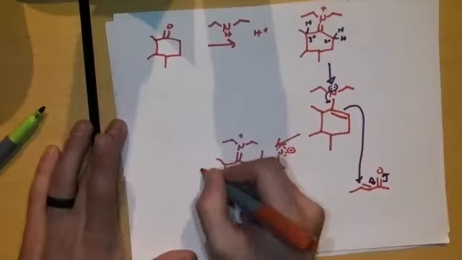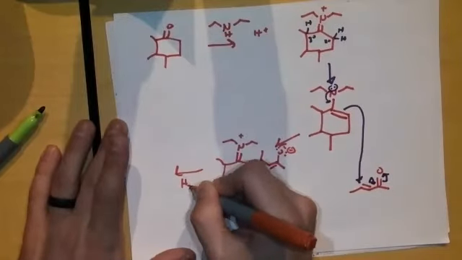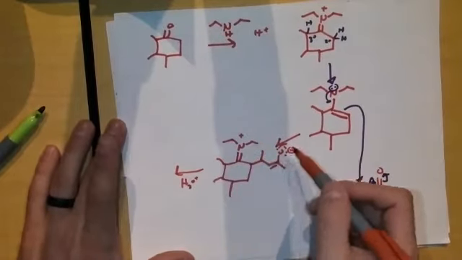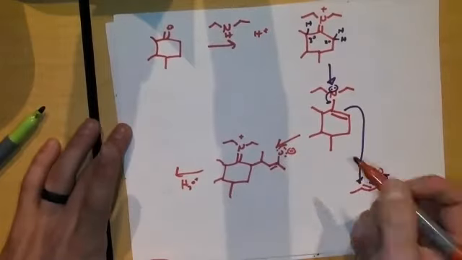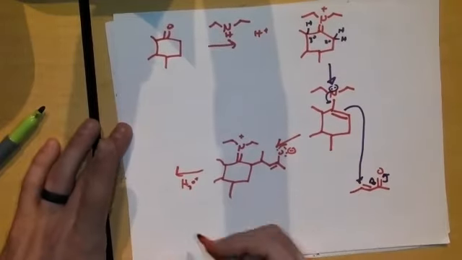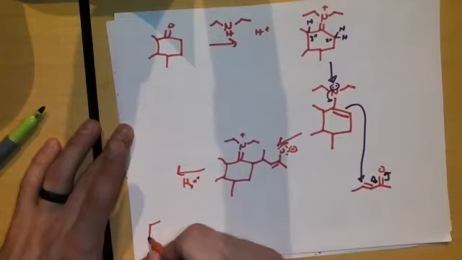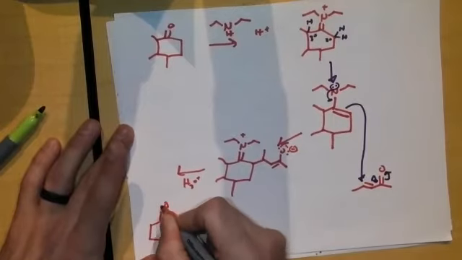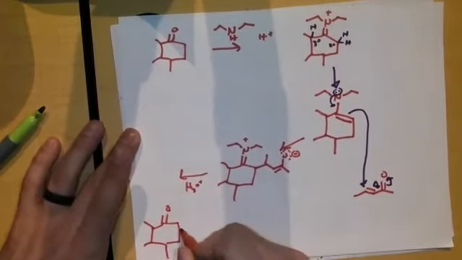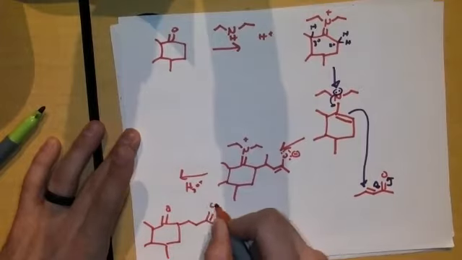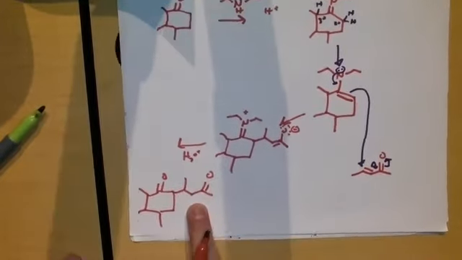And then adding in H3O+ is going to remove this amine as well as protonate. Our carbonyl is going to come down and protonate at this position, giving us our ketone back, as well as this other ketone here.